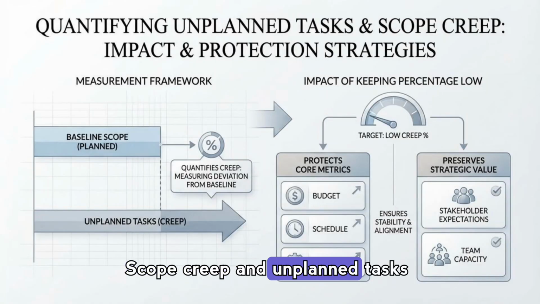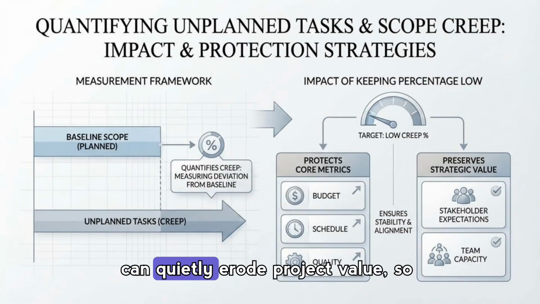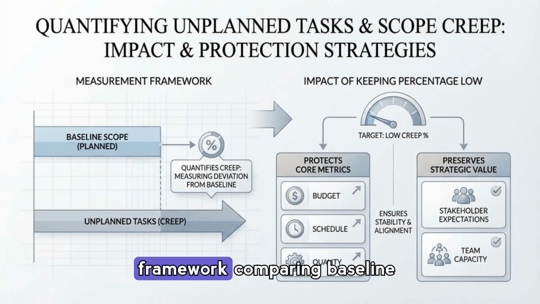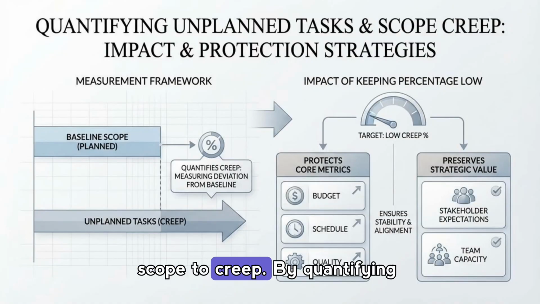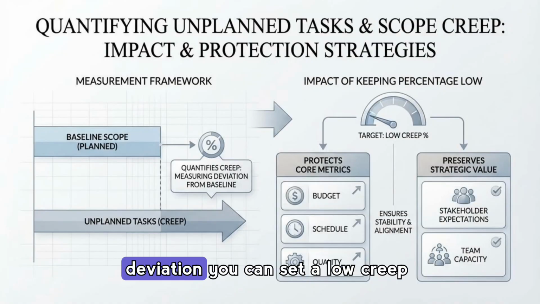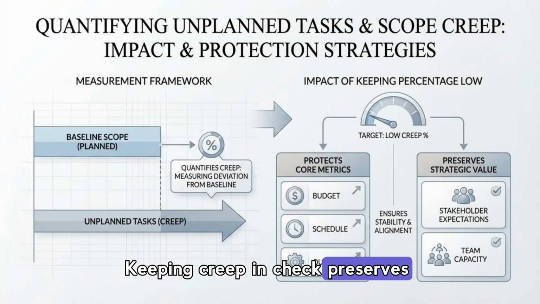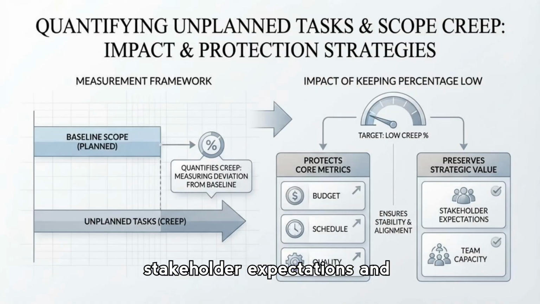Scope creep and unplanned tasks can quietly erode project value. So this slide shows a measurement framework comparing baseline scope to creep. By quantifying deviation, you can set a low creep target that protects core metrics like budget, schedule, and quality. Keeping creep in check preserves stakeholder expectations and maintains team capacity.